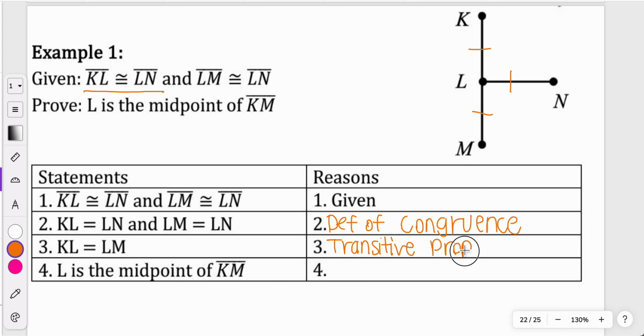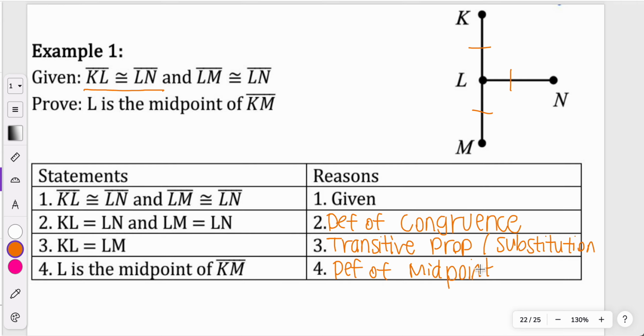Some of you can even get away with using substitution. So both of those kind of go hand in hand, so either one would work fine. And then step 4 says L is the midpoint of KM. Well, we said that KL is equal to LM, so that means L has to be the midpoint. That would be using the definition of midpoint. Okay, and then we're done.